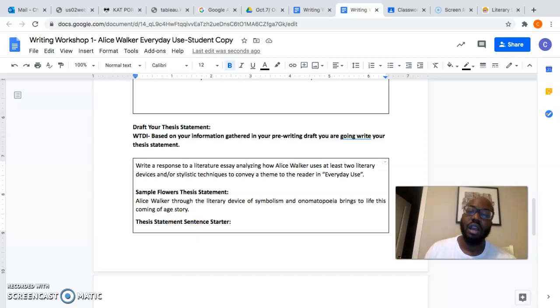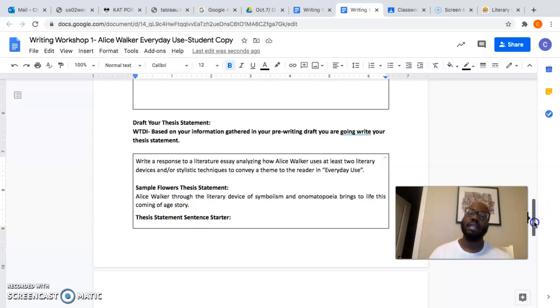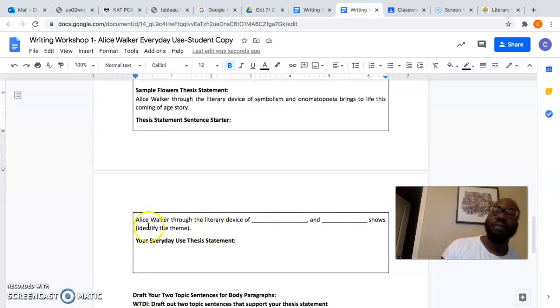What does this look like in a thesis statement sentence starter? Basically, you will put Alice Walker through the literary devices of, name the two literary devices you're going to talk about, and then talk about how they show the theme in Everyday Use. And then you will write your response right here.